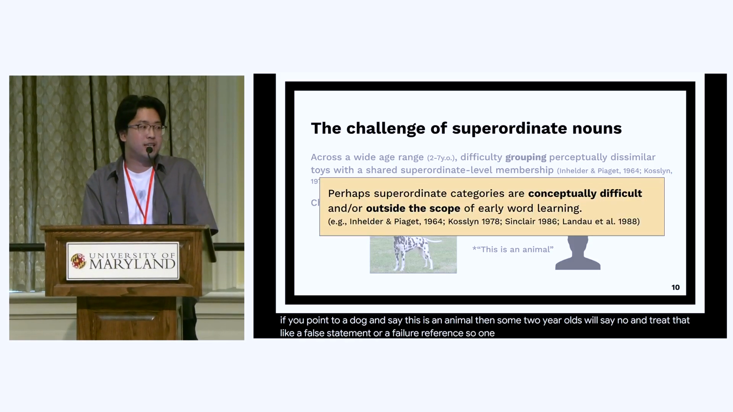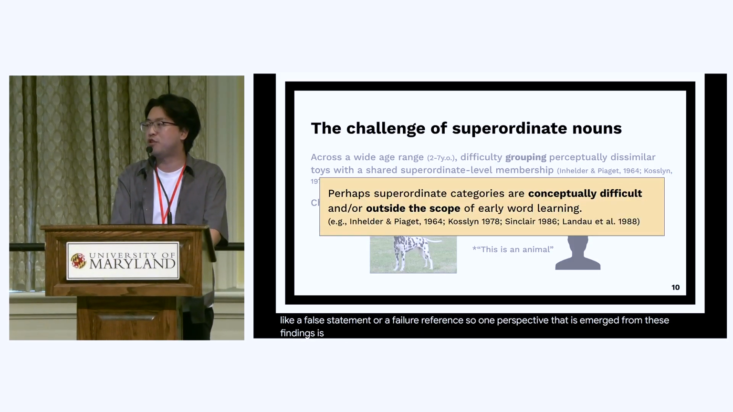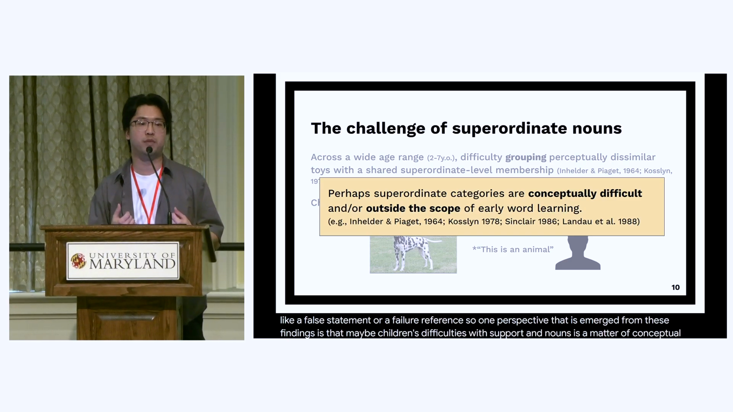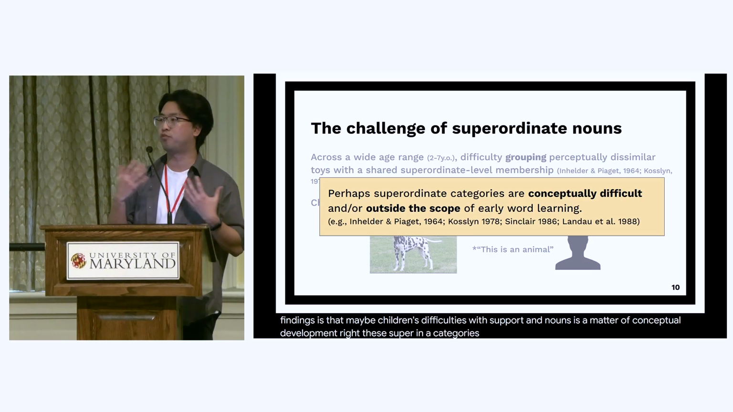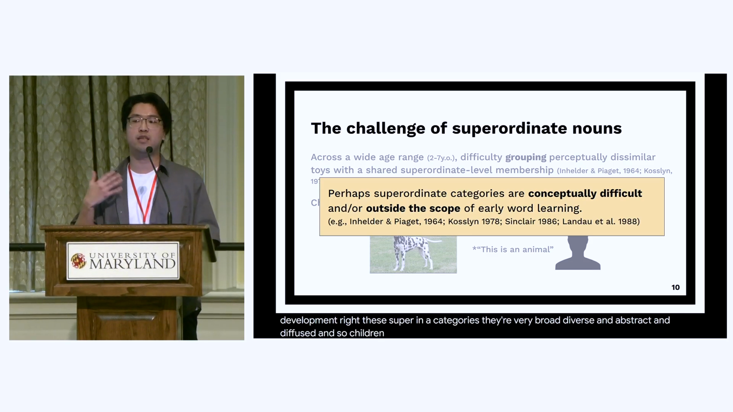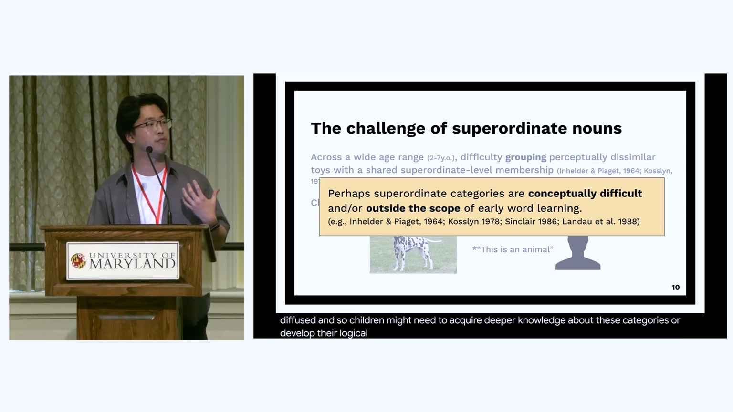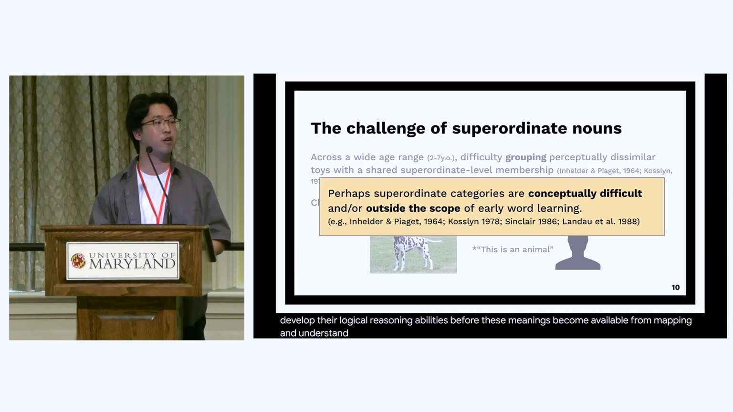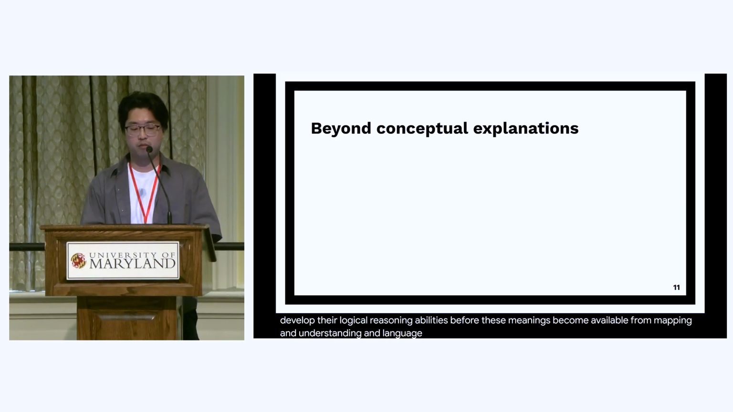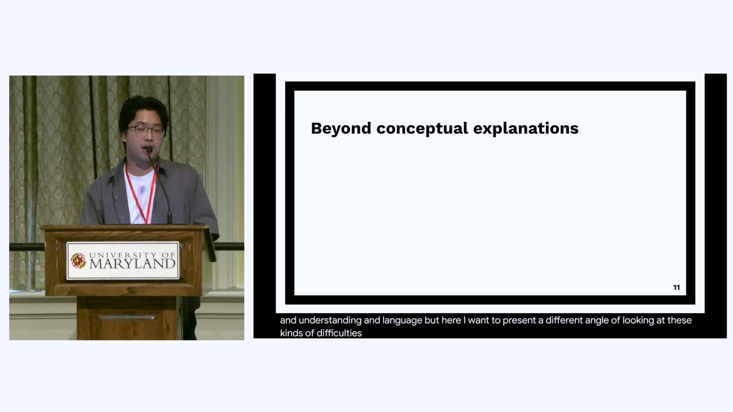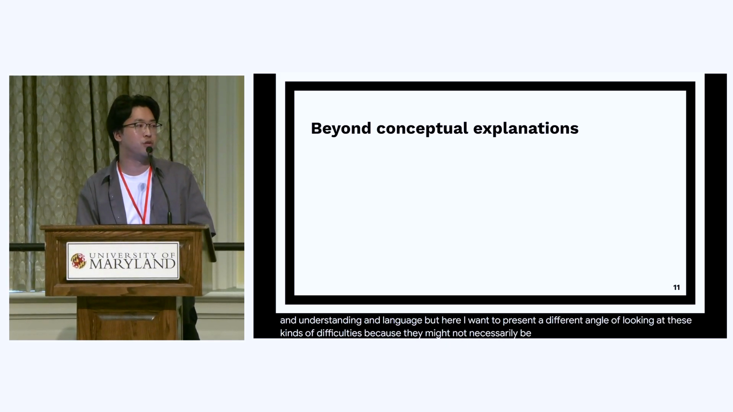So one perspective that has emerged from these findings is that maybe children's difficulties with superordinate nouns are a matter of conceptual development, right? These superordinate categories are very broad, diverse, abstract and diffuse, and so children might need to acquire deeper knowledge about these categories or develop their logical reasoning abilities before these meanings become available for mapping and understanding in language. But here I want to present a different angle of looking at these kinds of difficulties, because they might not necessarily be conceptual in nature.